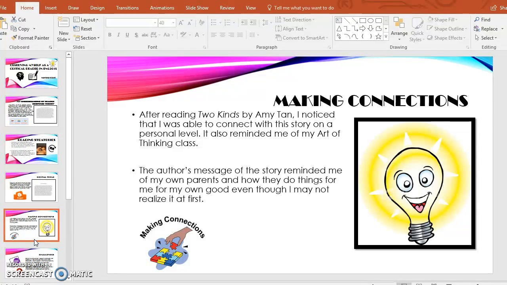The point is that reading a story can allow you to make connections in your everyday life, especially while you're in school.